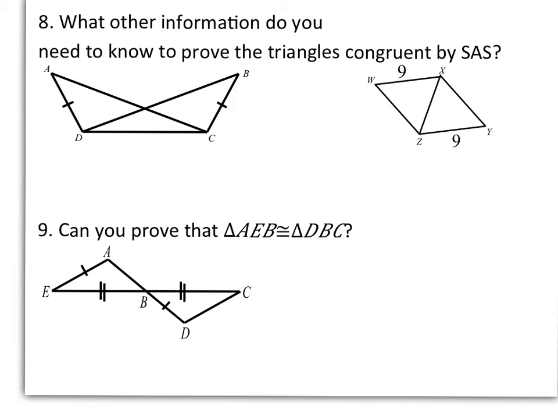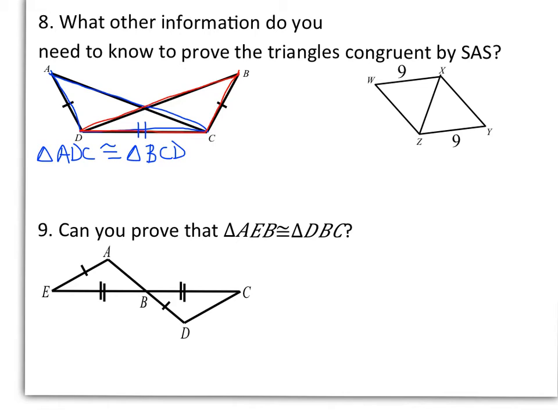In our next examples, it says, what other information do you need to know to prove the triangles congruent by side angle side? So in number 8, we're trying to prove that triangle ADC is congruent to triangle BCD. So ADC is this triangle here, and BCD is this triangle here. Well, we are already given one pair of congruent corresponding sides, and you notice that the two triangles overlap and share side DC. So DC is congruent to itself by the reflexive property of congruence.